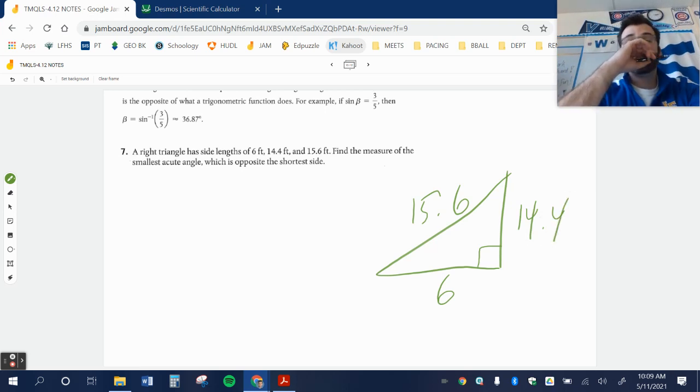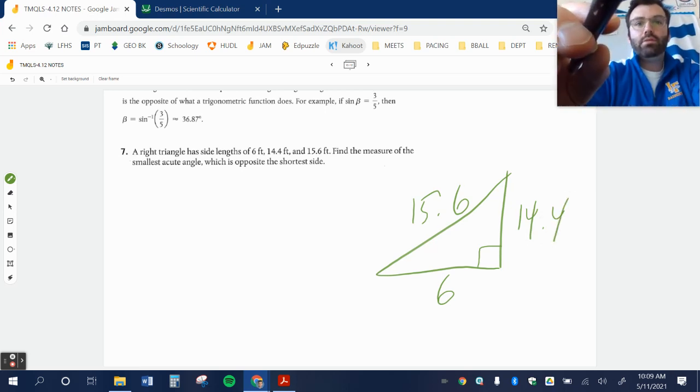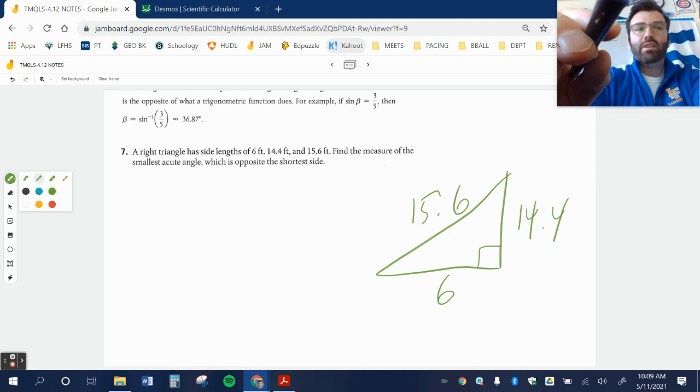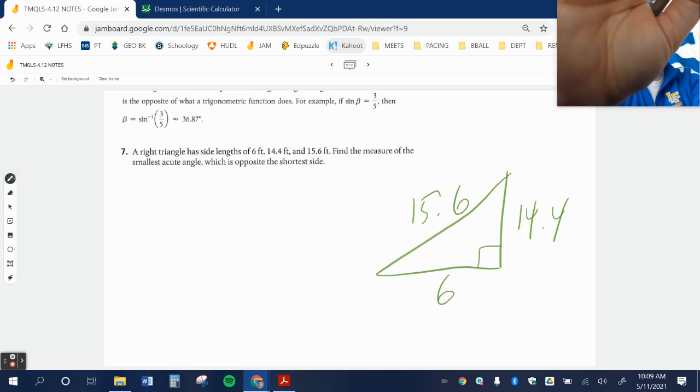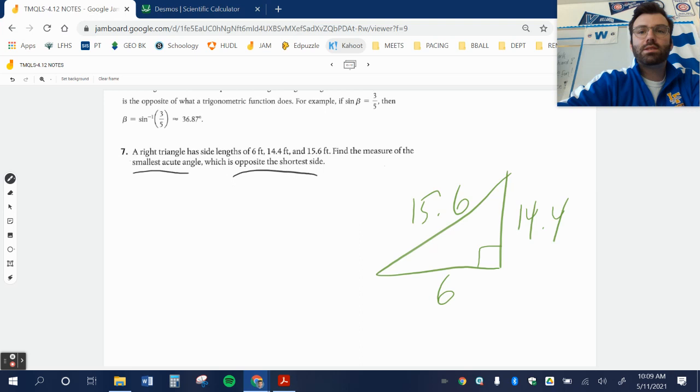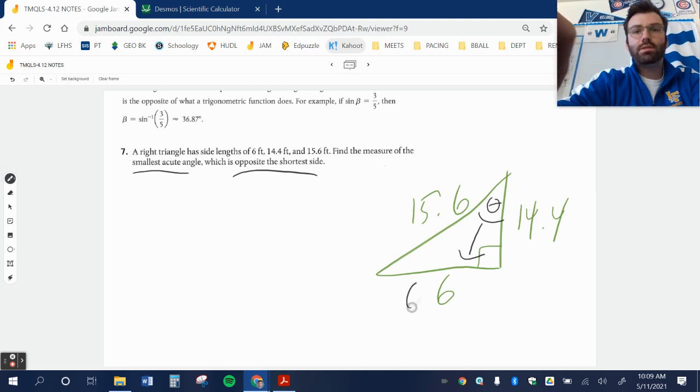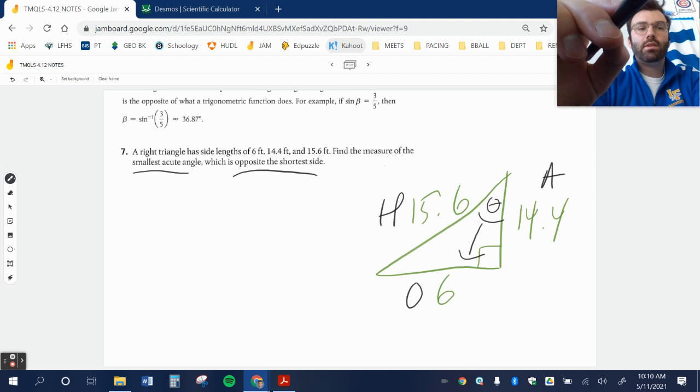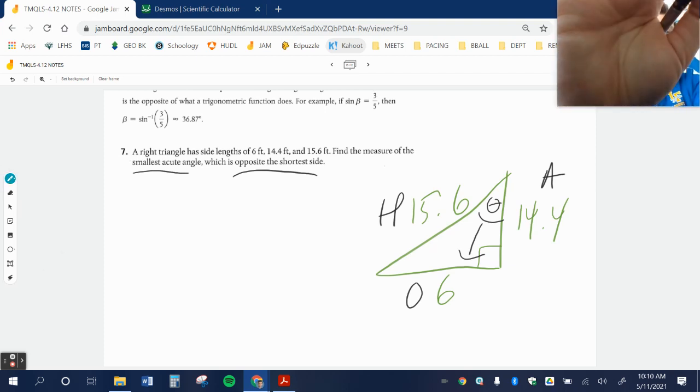Does it matter where I put the 16 and the 14.4? No. Find the measure of the smallest acute angle, which is opposite of the shortest side. The shortest side is 6, so I'll use this as my angle. So this is opposite, hypotenuse, adjacent. I can use my favorite trig function. I'm just going to use sine.